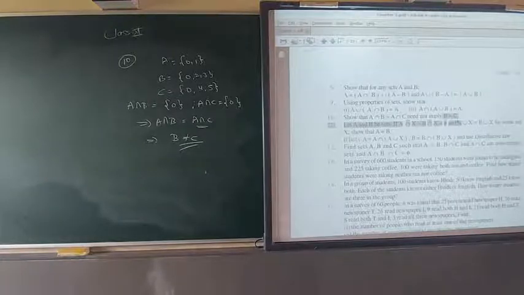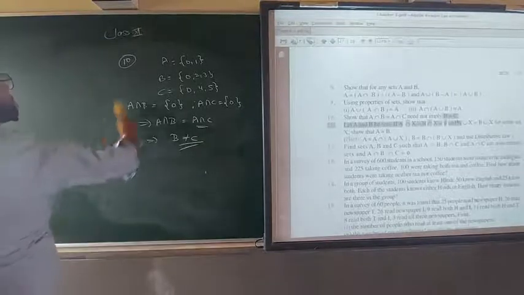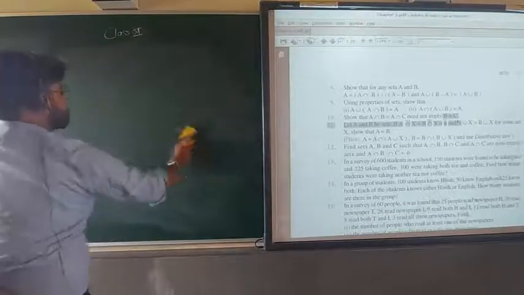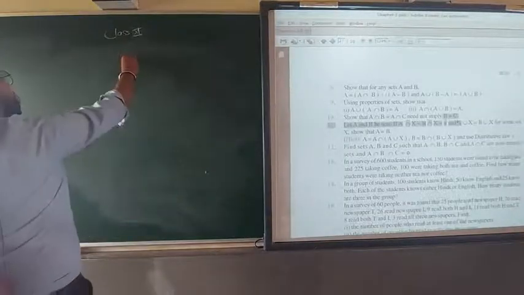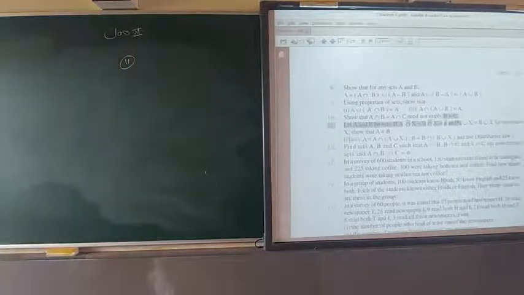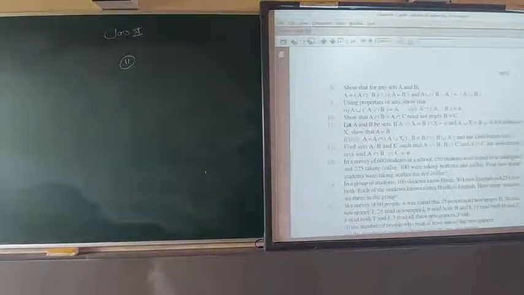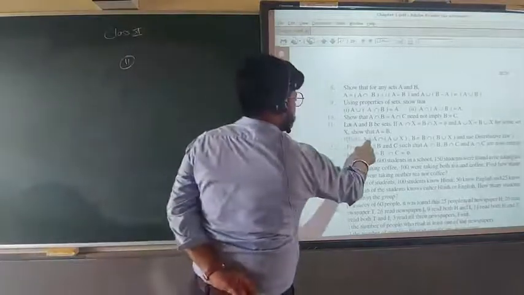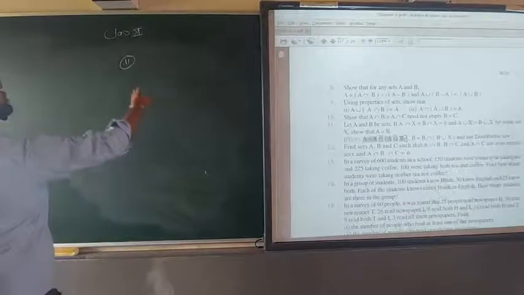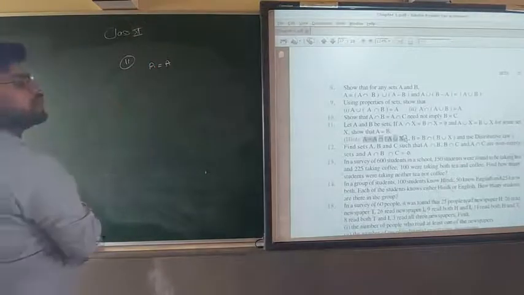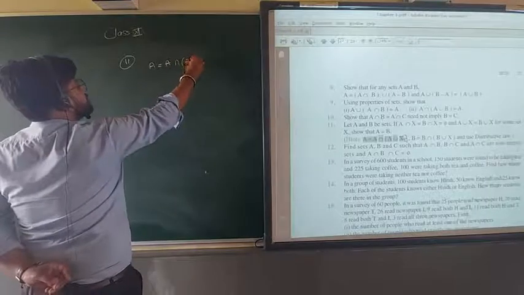Now question number 11, a good question. Let A and B be sets such that A intersection X equals B intersection X equals 5 (the empty set), and A union X equals B union X for some set X. Show that A equals B. The hint is also given: we can use this property, A intersection A union X will be equal to A.